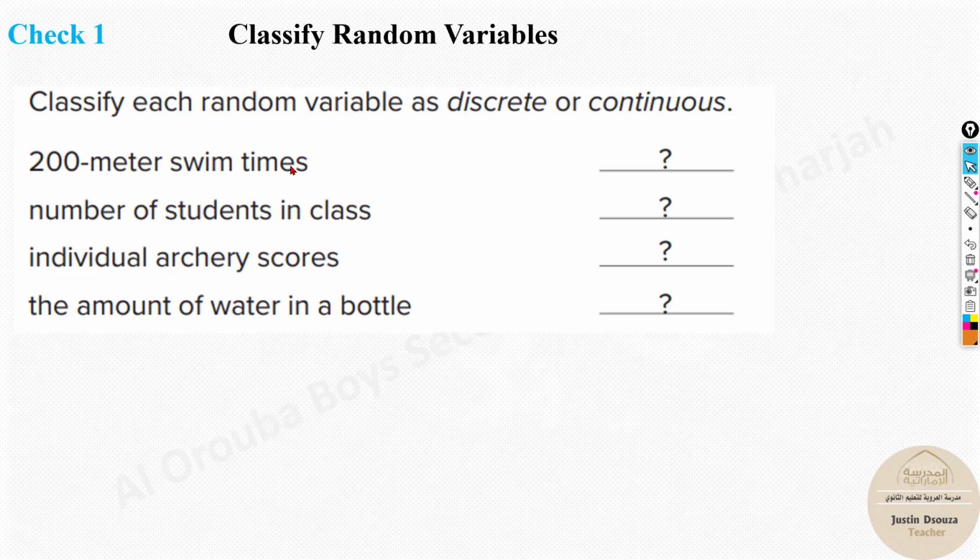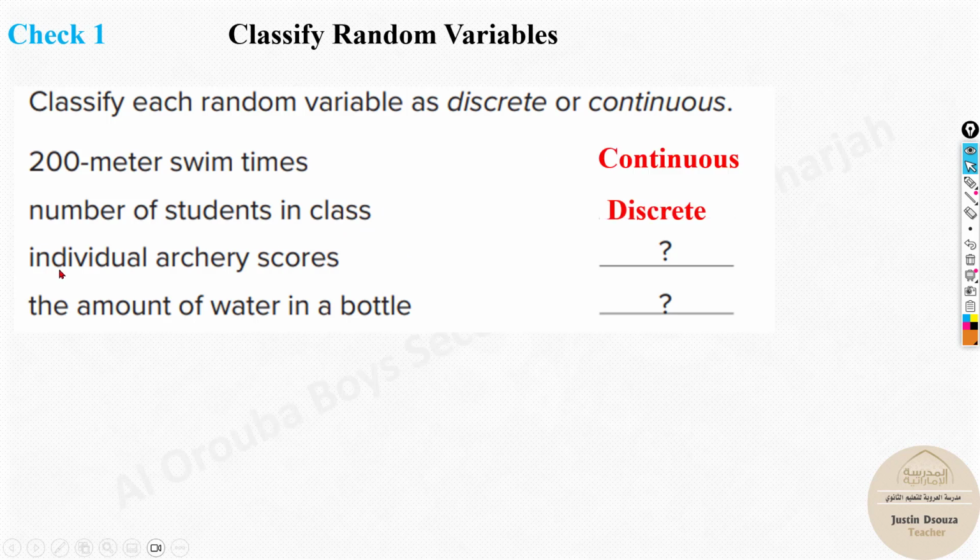200 meter swim times. Now, swimming times, it can be literally any time, right? It can be 7.5 seconds, 10.2 seconds. It can be various different values. So it's obviously a continuous one. Number of students in a class. It's countable. You can't have 0.5 or something. It's always a whole number. So it is discrete. First one is continuous.